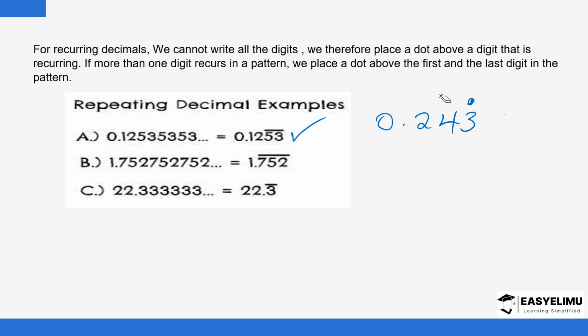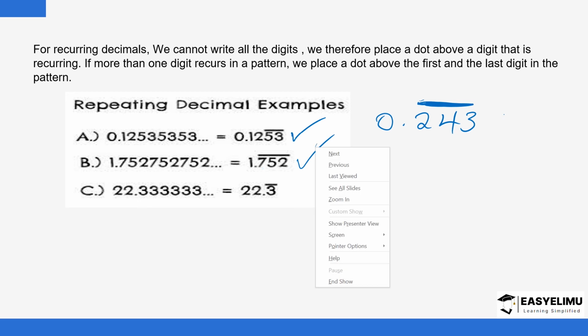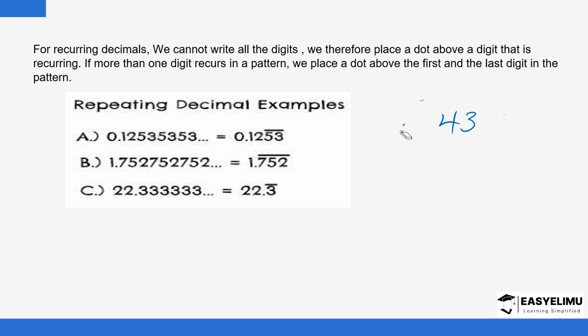Some other books have a different way of expressing this, which is just drawing a line on top of the 3 digits. That means all of them are being repeated. So you can use a dot on top of the first digit and a dot on top of the last one to mean the entire pattern is being repeated, or just a line, like you can see here. So this 752, 752 is being repeated. The first one here is 53, 53 being repeated. So 53, 53, 53.